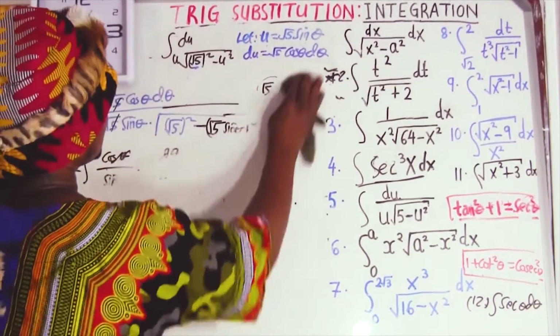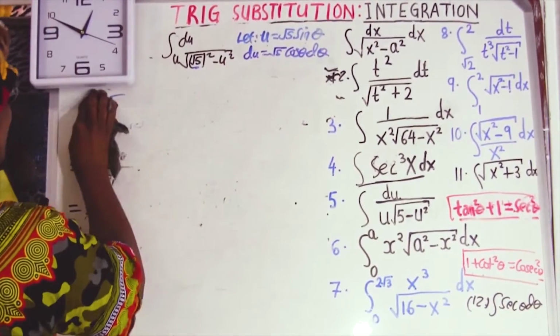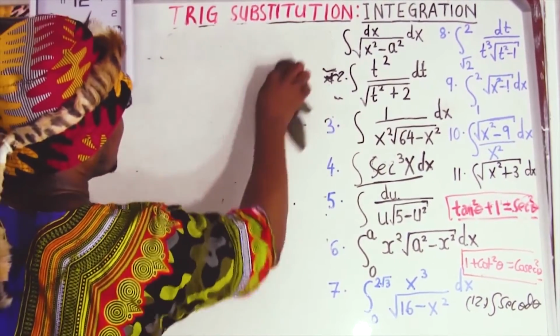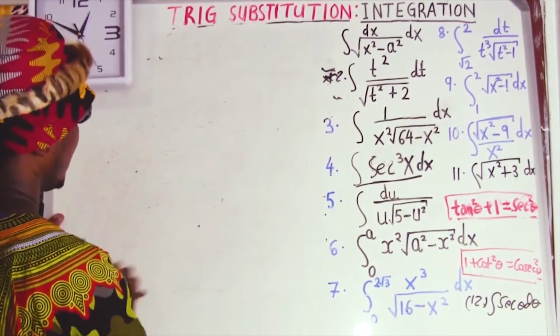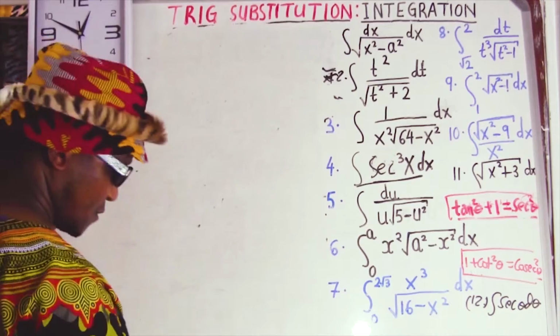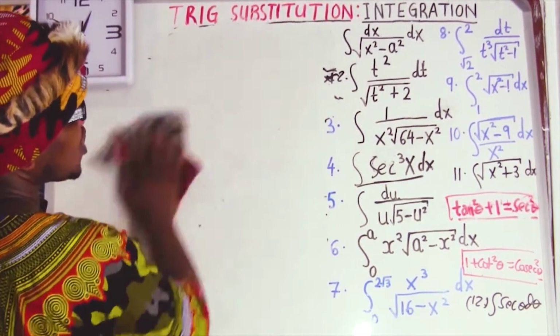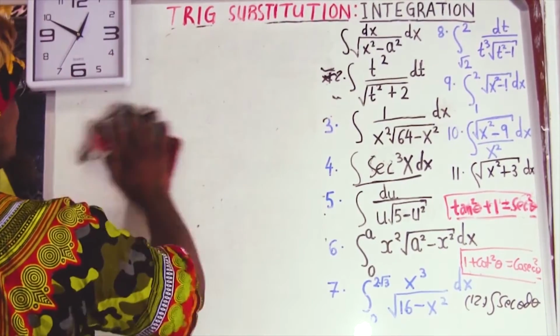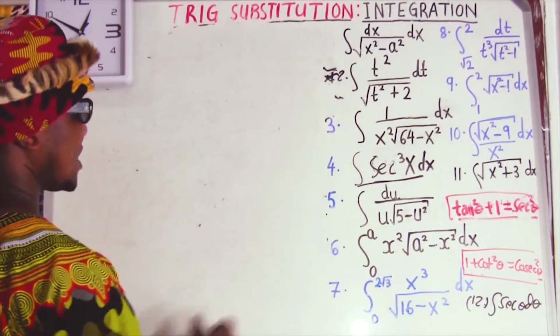Now we go to the next question. Okay, so next question, which question? Question number 6, yeah, question number 6. The one with the limit. Oh, that one is it.